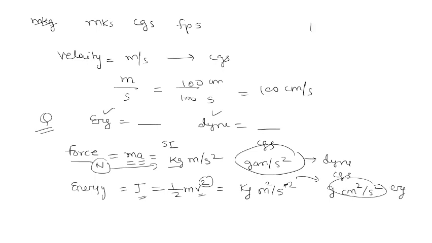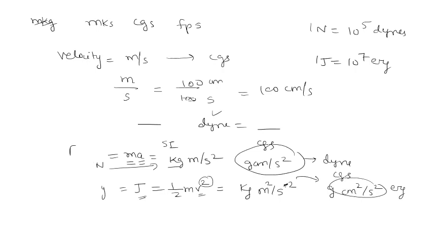Okay, and in 1 Newton there are 10 to the power 5 dynes, whereas in 1 joule there are 10 to the power 7 ergs. So how can we find this, that is the main concept. Let me tell you, there is a formula for conversion of units. Okay, bear with me.